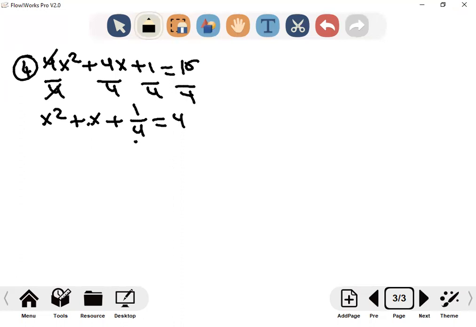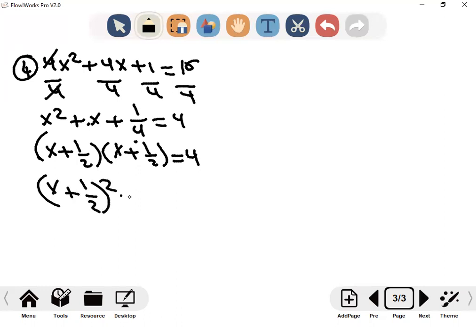Check again. Half of 1, half power 2, 1 over 4. Factorize: x plus 1 over 2, x plus half with x plus half equal what? Check. Half multiply half, 1 over 4. Half plus half, 1. So here x plus half all power 2 equal what? So x plus half equal plus minus square root of 4, means plus minus 2. Take it once plus 2, and once minus 2. Else.